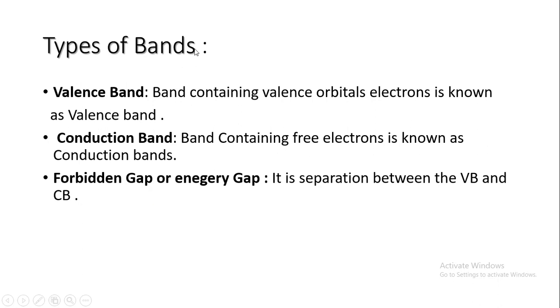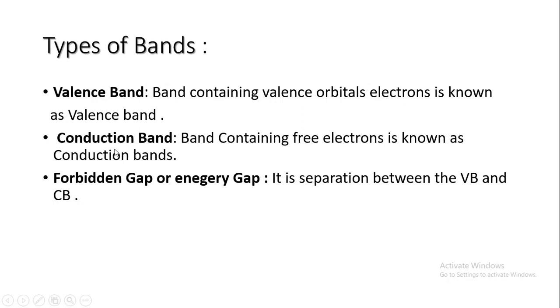So guys, we have got three kinds of bands. The very first band is the valence band, the band containing valence orbital electrons. In the outermost orbit there will be electrons, like 4 electrons if your element belongs to the fourth group of the periodic table. If they are contained in a band, it is known as the valence band. If we give some energy to a valence electron, it will be able to go from the valence band to the conduction band.